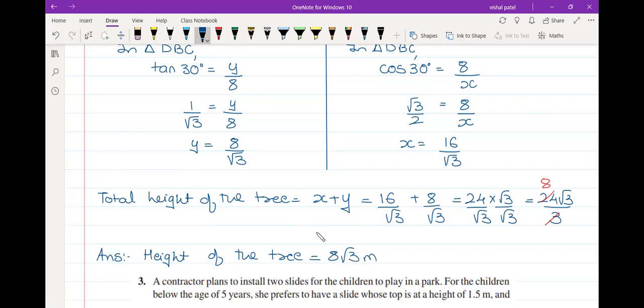And suppose I'll just do a step ahead. If they give you the value of root 3 as 1.732, you have to multiply by 8 and your final answer is 13.856 meters.